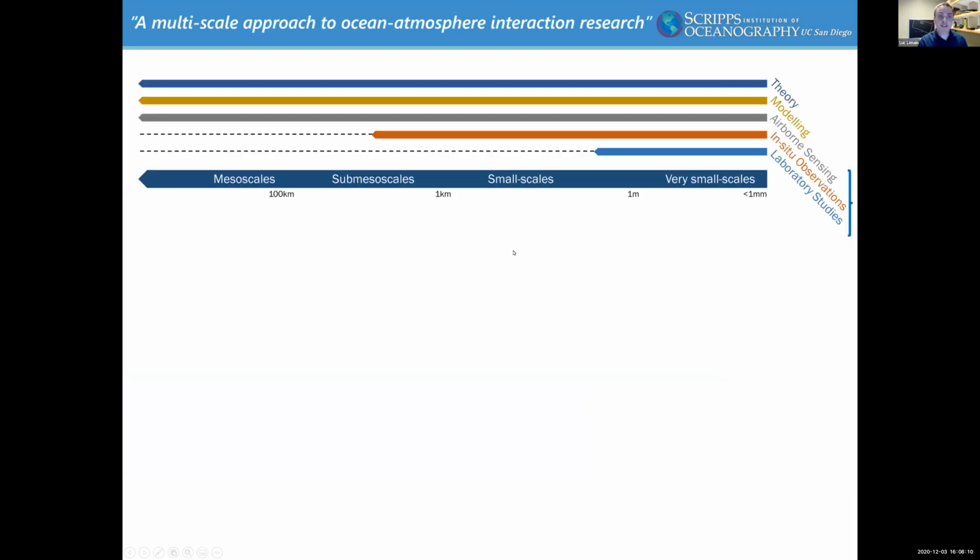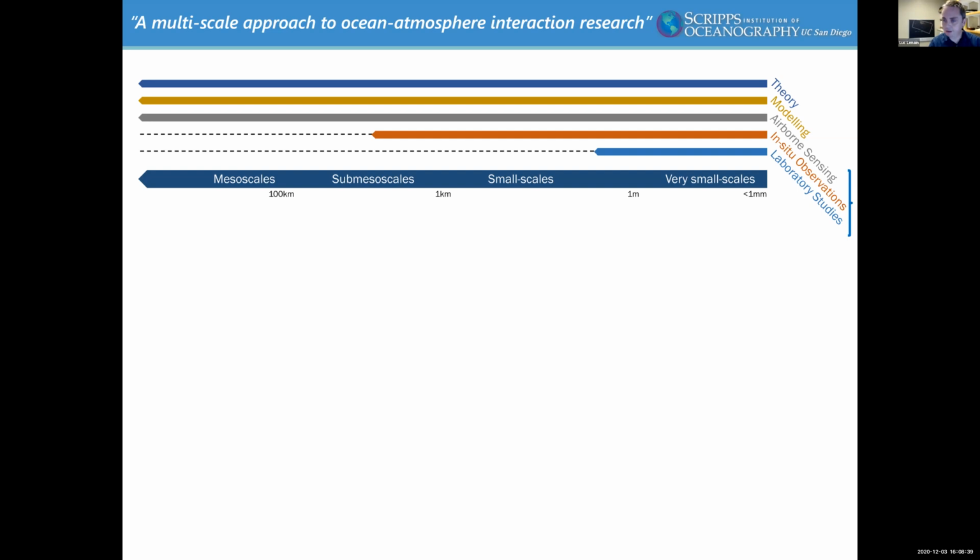So how do we tackle this? Well, we use our tools, which are theory, modeling, airborne sensing, in situ observation, and laboratory study. Obviously, those last ones are observational versus theory and modeling. And that's really coming up with a science question and trying to resolve it from every angle possible. Then we have the problem of the scales.